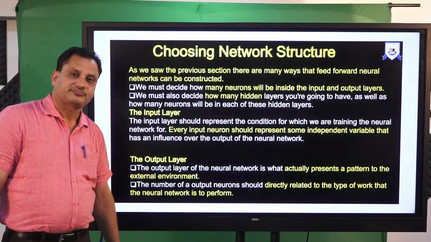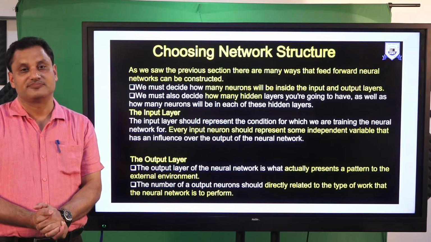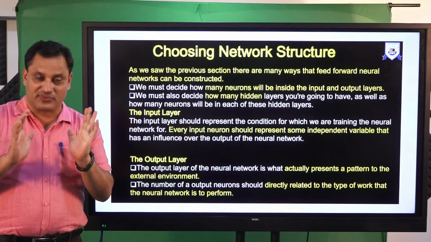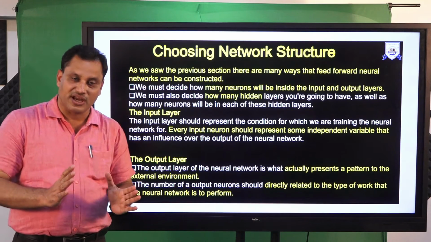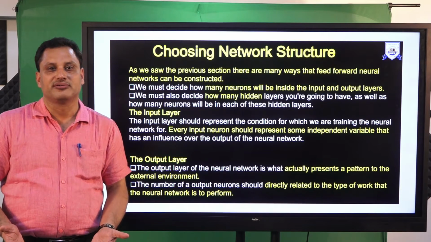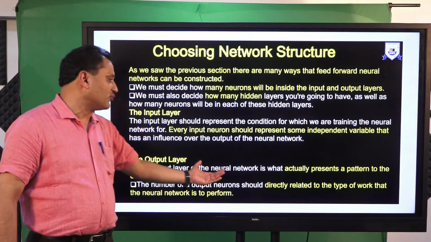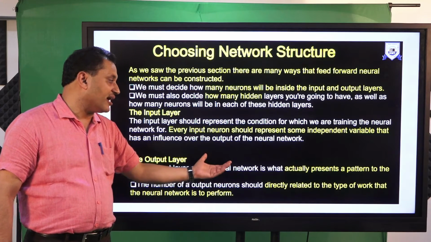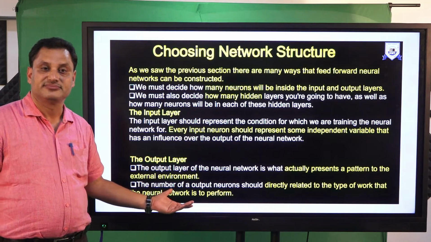Output layer. Again the question arises, how many neurons will be there in the output layer? Our output will be in mathematical form, a vector form, and it will have some attributes. So it depends on the environment of the output how many neurons are required in the output layer. The output layer of the neural network actually presents a pattern to the external environment.